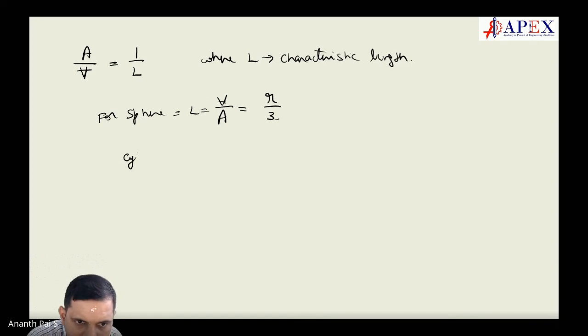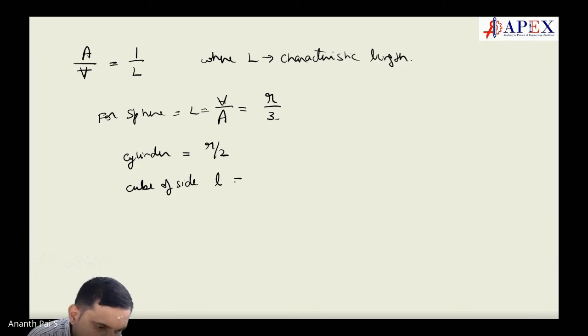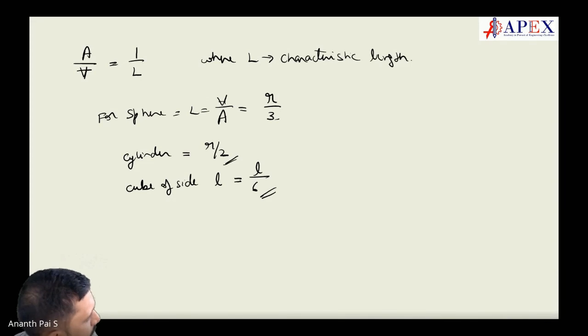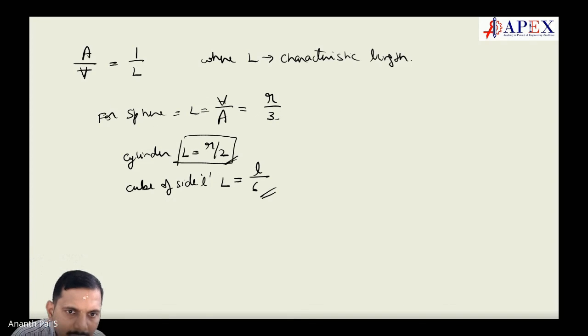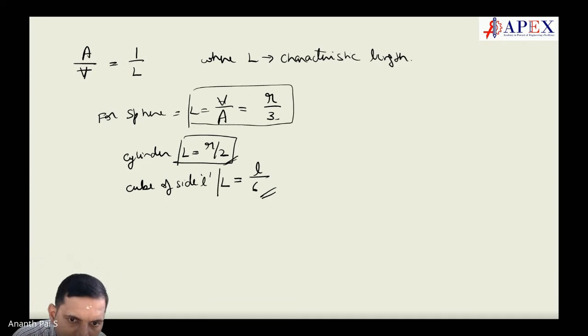For a cylinder, this will come as R by 2. For a cube of side length L, this comes as L by 6. You can check it out and see. So for the cylinder, L is equal to R by 2. For the sphere, L is equal to R by 3. For the cube, L is equal to L by 6.